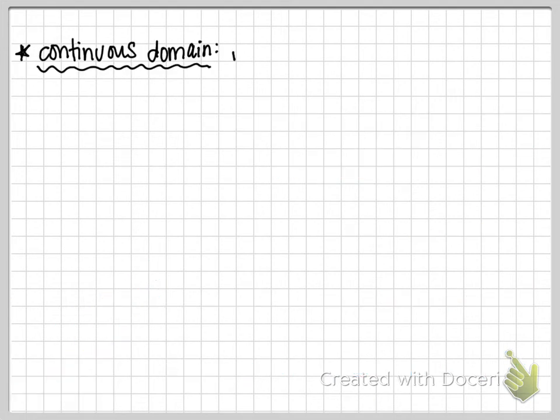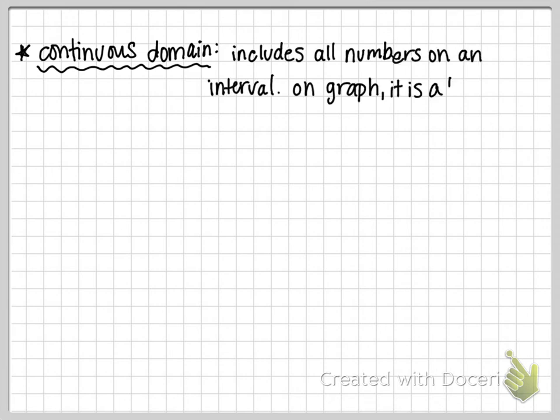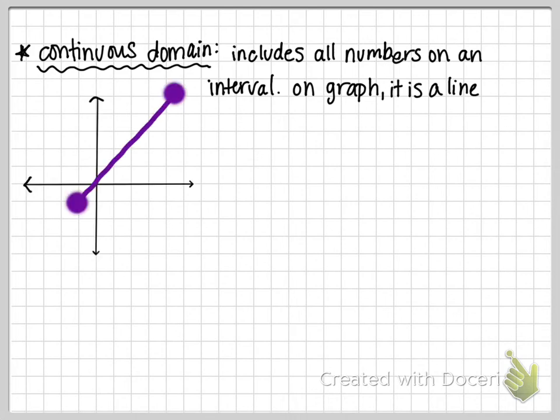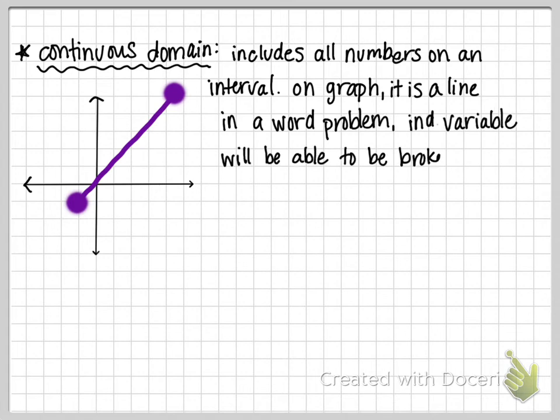Versus, and you don't have to write this if you don't want to, make it bullet points, but we've talked about this. The difference is continuous domain is connected. On a graph, it would be connected. It is a line. And the way that we know this is in a word problem, the independent variable will be able to be broken into smaller pieces. So something like time or money.